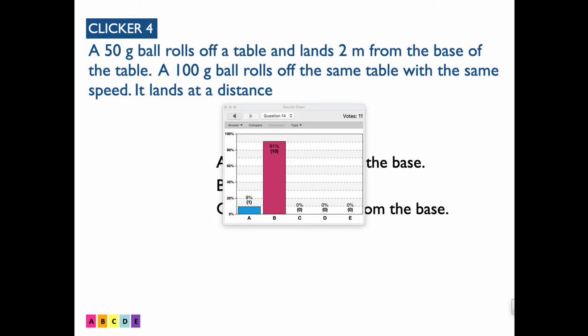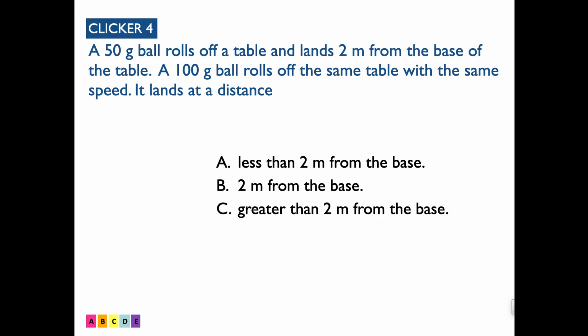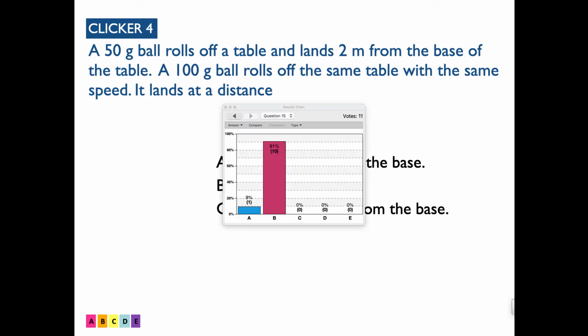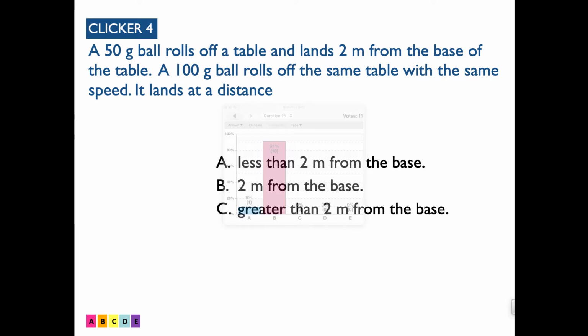I feel like maybe we'll do this again. Okay, take a minute. No one has changed their mind. Okay. Well, does it matter what the mass is? No. So you should expect the exact same behavior for both balls because the mass doesn't matter. So if the first ball landed 2 meters from the base of the table, where do you expect the second ball to land? 2 meters. 2 meters from the base of the table. Okay, so remember, mass doesn't matter.